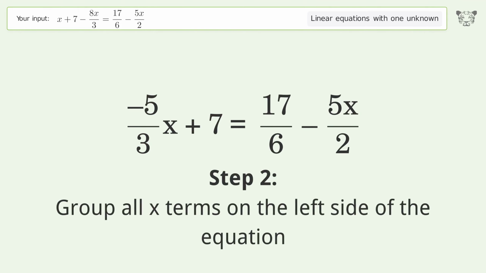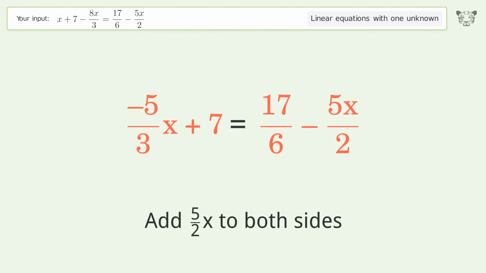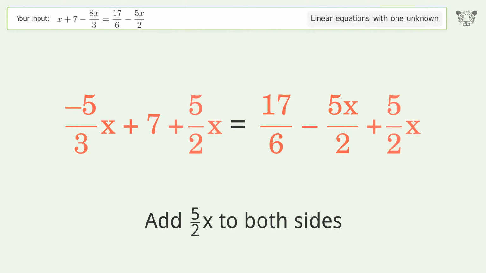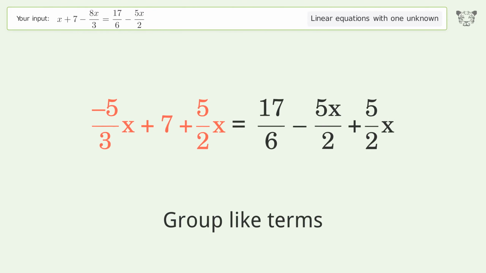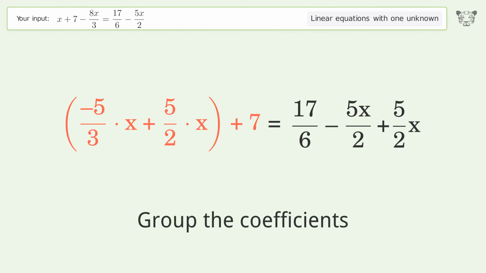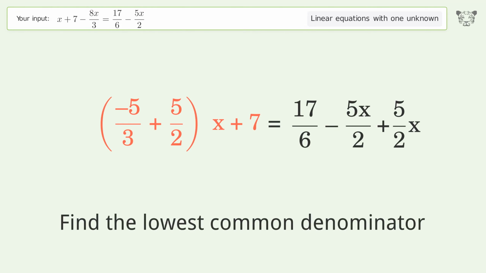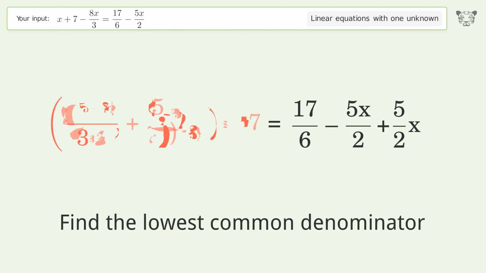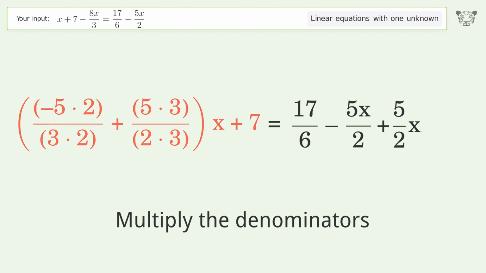Group all x terms on the left side of the equation. Add 5/2x to both sides. Group like terms. Group the coefficients. Find the lowest common denominator. Multiply the denominators.